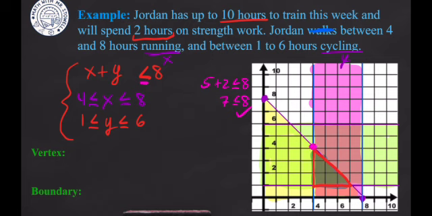Vertex. We have vertex right here. Let me actually use a different color. Let me use green. Vertex there, vertex here, and vertex here. These are the points which the lines cross.